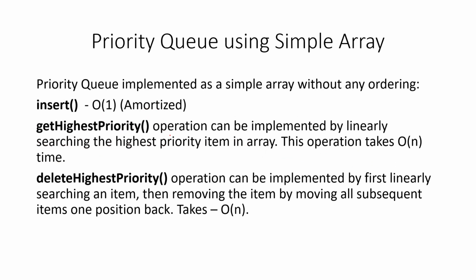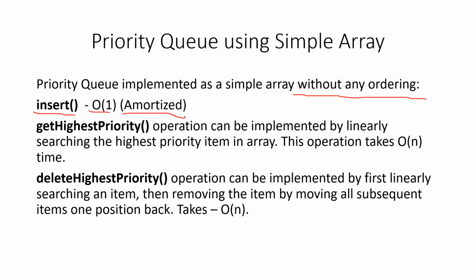Priority queue used in simple array. As I said before, priority queue is an abstract data structure, so you can implement the priority queue with different kinds of other data structures. First one is you build the priority queue with just a simple array, without any ordering. So when you insert into the array, which is the priority queue, it takes constant time. So it's amortized.